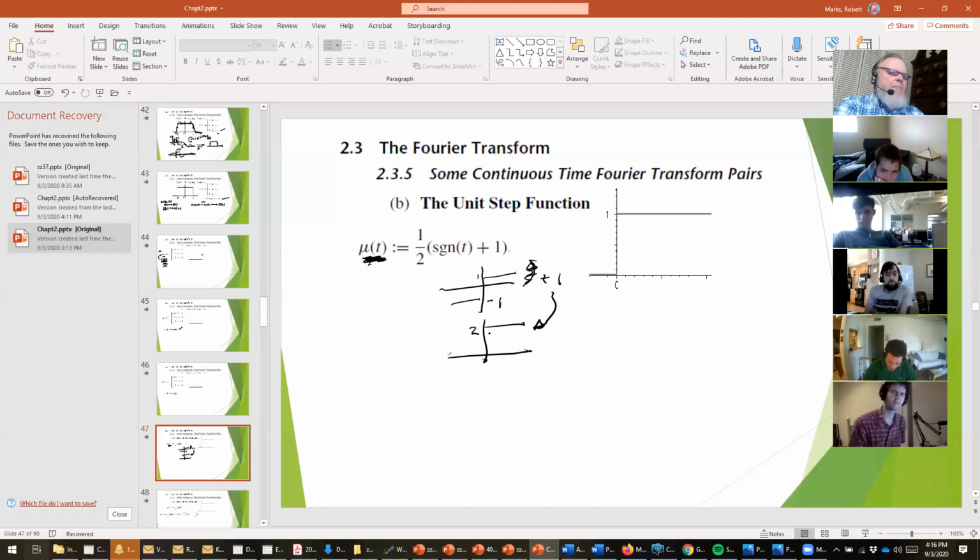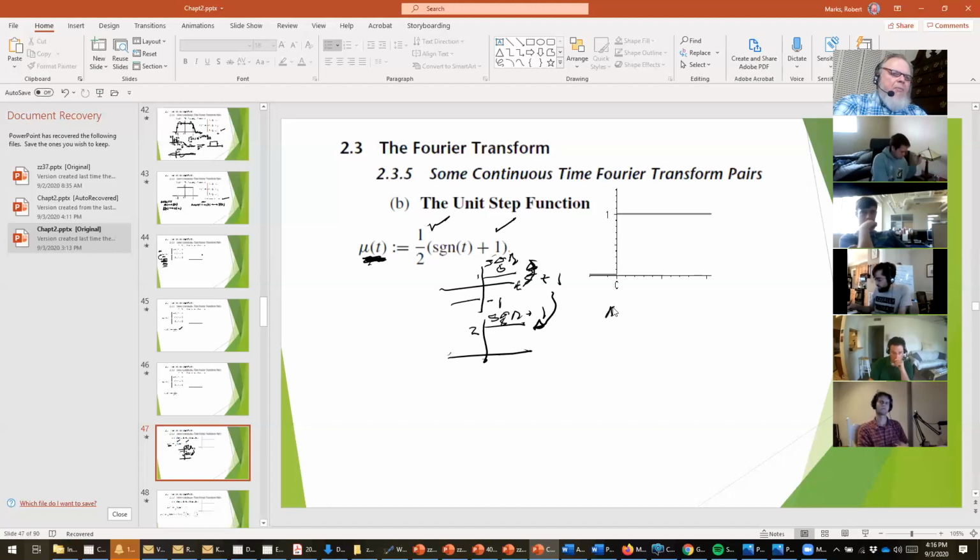It goes up to 2 now. So this is the signum function plus 1. All that remains to do is divide this by 2, and you have a unit step, don't you? So we're going to take the signum function, we're going to add 1, and we're going to divide by 2, and we get the unit step. So that makes a lot of sense. The reason we like to define it this way is that we already know the Fourier transform of the signum function, and so this will allow us to get the Fourier transform of the unit step.